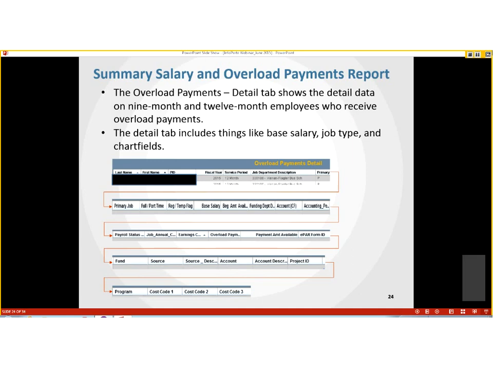And then last, we have our Overload Payments Detail tab, and again, it works like the detail page for the summer salary, but we would potentially see both 9-month and 12-month employees on this page who receive overload payments.